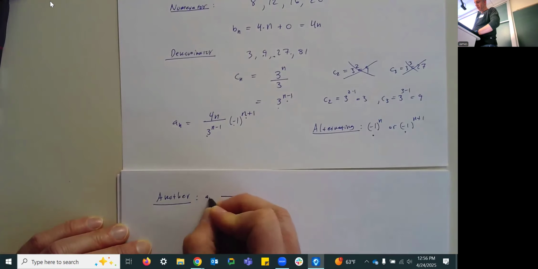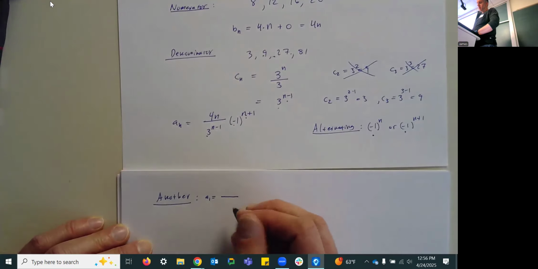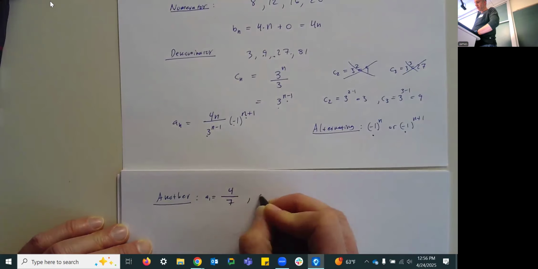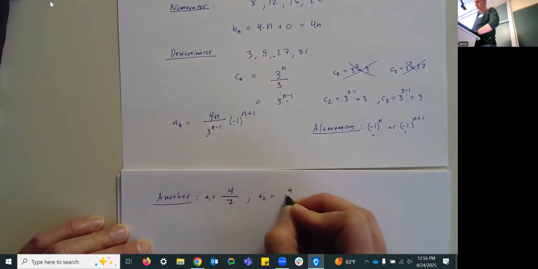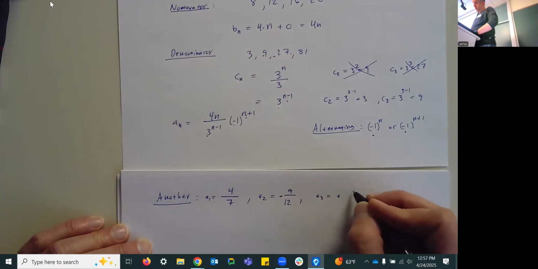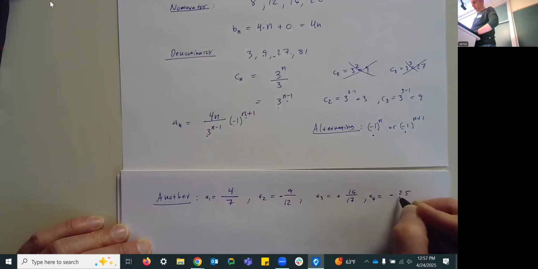So we'll start with a sub 1 equal to, think for a minute here. Sure. Let's say that's going to be 4 over 7. A sub 2 is going to be negative 9 over 12. A sub 3 is going to be positive 16 over 17. A sub 4 is going to be negative 25 over 22.